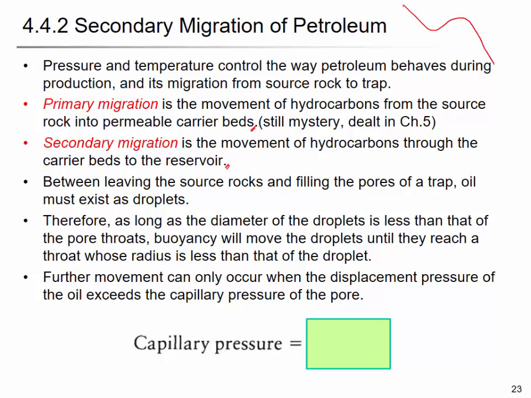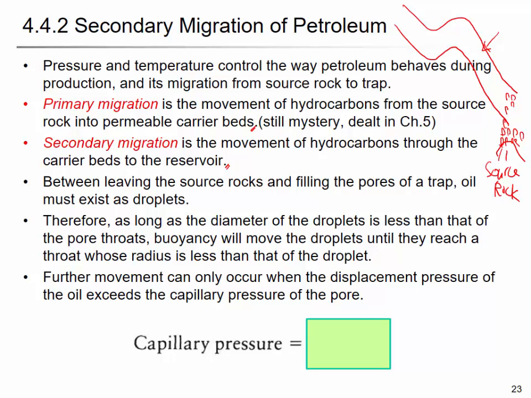So let's say that we have this kind of formation. In deep depths, you have a source rock where the hydrocarbon is generated. And then this hydrocarbon will somehow have to move to the carrier bed. This is called the carrier bed, which is generally a permeable formation. Maybe it could be a carbonate or sandstone.